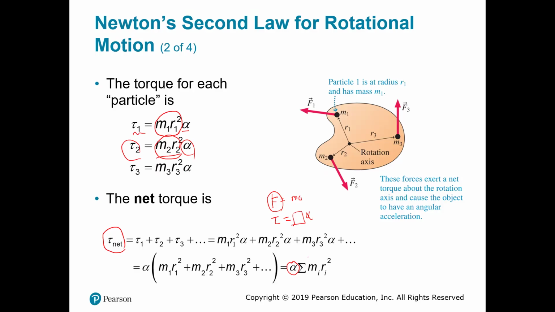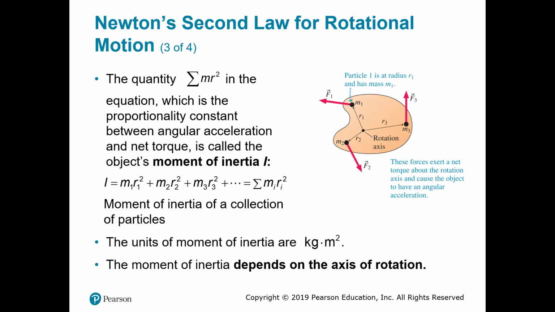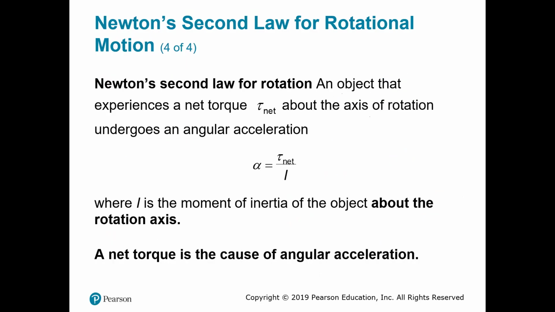So what corresponds to the mass for rotational motion is the sum of m r squared. That is called the moment of inertia. Again, this is a rotational mass, and it depends on the axis of rotation. So you can say this is Newton's second law for rotation: torque is I alpha, the corresponding equation to linear motion, where a is F net over m.